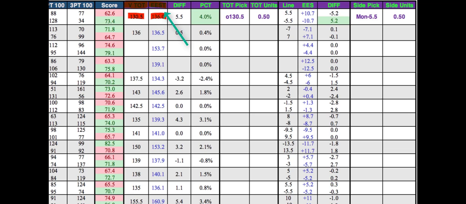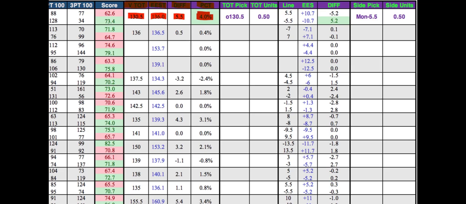We have the total at 136, and so we project the total quite a bit higher than the market total. That's a difference of 5.5 points, and we project a percent difference because obviously not all points are worth the exact same. You have to calculate what the percent difference is in the points, and for a 5.5 point difference for a game that's fairly below average listed at scoring, the percentage is going to be a little bit higher.